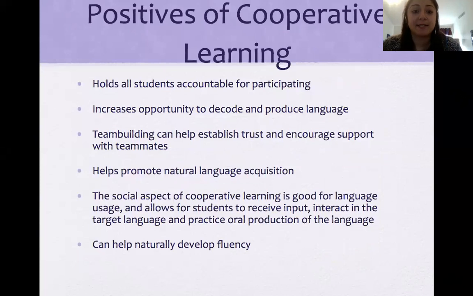Okay, some of the positives of cooperative learning. It holds all students accountable for participating. Even the shy, quiet student doesn't get to just sit there and not participate. Everybody has to participate. It increases opportunity to decode and produce language. It's good for team building, and it helps the members of the class establish trust. It can promote natural language acquisition. The social aspect of cooperative learning is good for language use. It allows students to receive input and interact in the target language and practice oral production of language. It can also help naturally develop fluency.